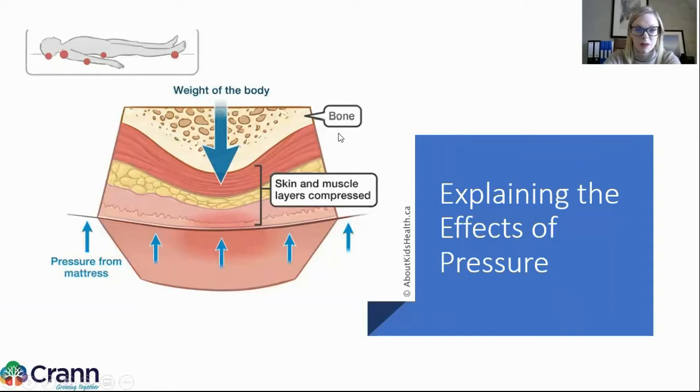Again, this is a very similar kind of explanation. You have someone lying here, there's the back of their head, their shoulders, their elbows, their sacrum here, their coccyx, the base of the spine, and their ankles or their heels are touching. Anything that's in contact with the surface has the weight of your body down on top of it, pinching down amongst those layers. So it's basically compressing those layers, and you've got pressure underneath from the surface. It's the combination of the weight of your body above and the pressure underneath from the mattress that's causing pressure to your skin and reducing the blood flow.